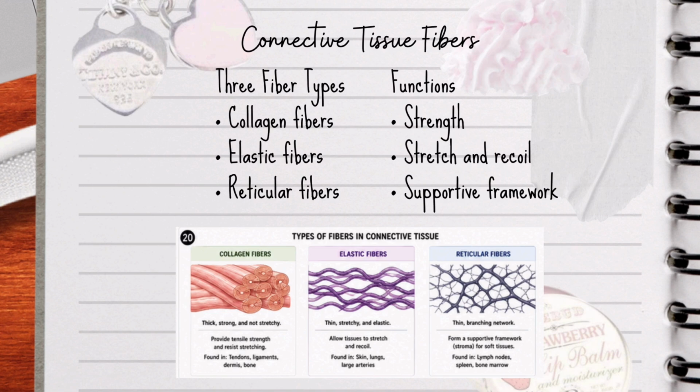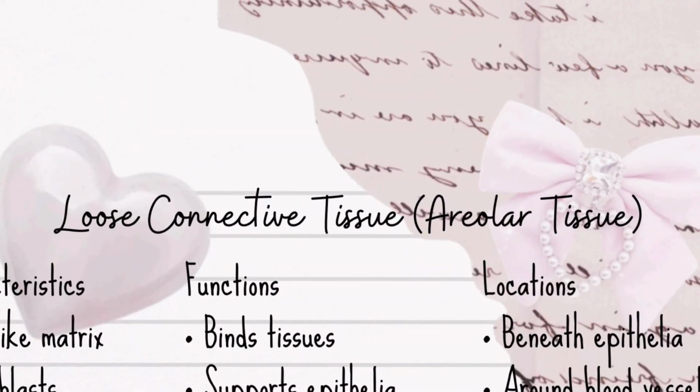The third type is the reticular fiber. Reticular fibers are much thinner and form delicate branching networks that support soft organs like the liver, spleen, and lymph nodes. Together, these fiber types allow connective tissues to meet the mechanical demands of different parts of the body. By combining these fibers with different cells and matrix materials, the body creates several distinct types of connective tissues.